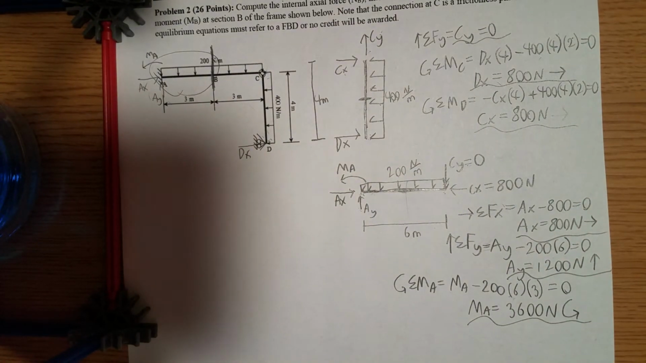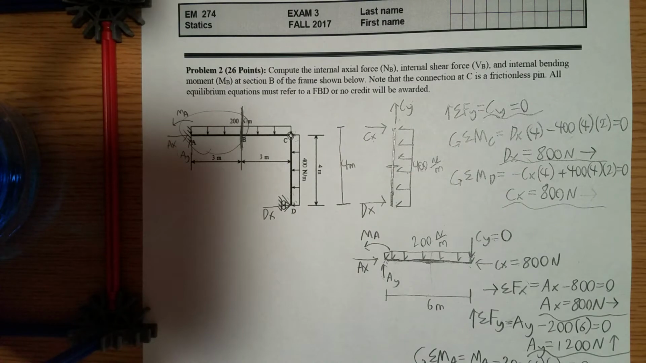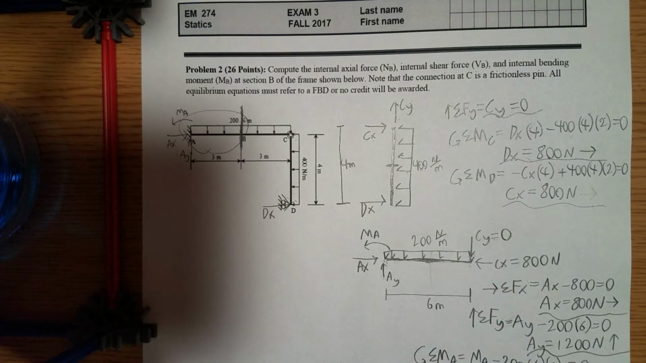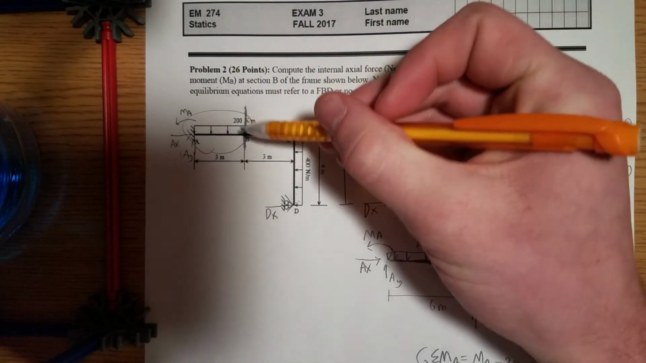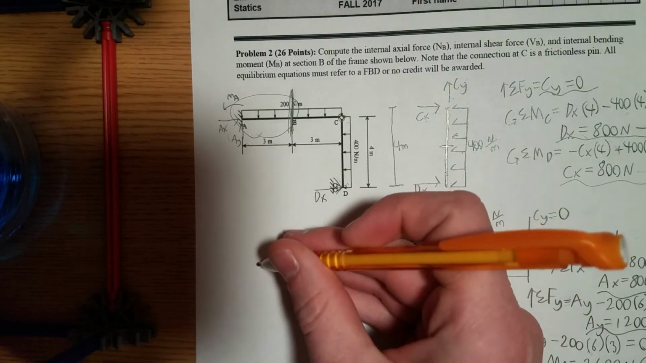Well, we're not done. Isn't that great? You do all this work and you're not done with it. What we need now is what the question was asking, the internal forces at B. Well, in order to solve for that, we need another free body diagram, this time using the cut at B. So we're going to go ahead and draw this out.